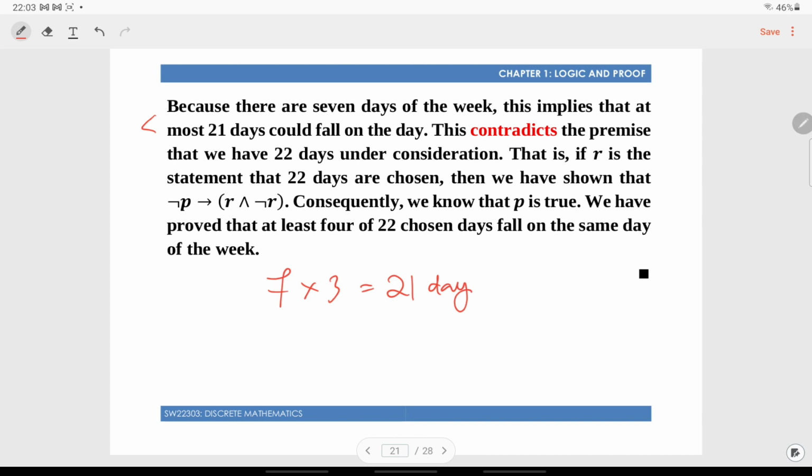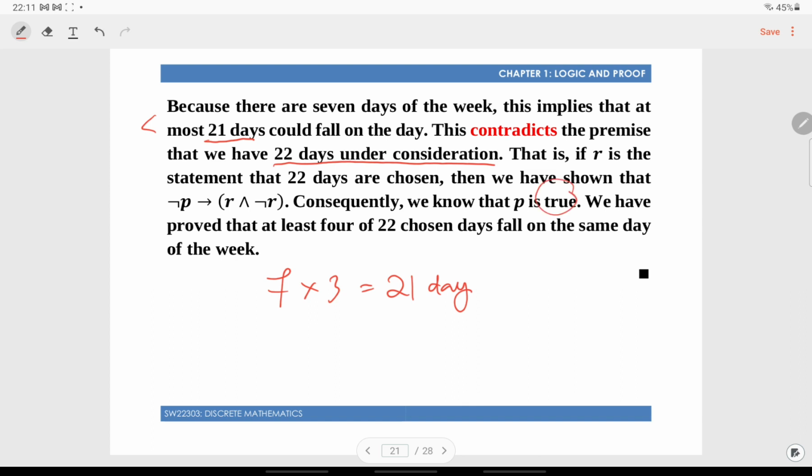But then this is a contradiction, because in the given statement we have 22 days of consideration. We consider 22 days instead of 21 days. So that is what we call a contradiction. This contradicts the premise that we have 22 days under consideration. That is, if R is the statement that 22 days are chosen, then we have shown that if not P, then R and not R. So consequently, we know that the original statement P is true.